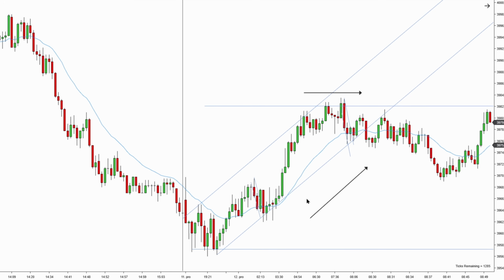So how do I count for two-legged pullbacks? Well, I count from the most recent high. Let's take a look at this correction. We have a new high, first entry long, pullback, second entry long. So we have second entry long right here, followed by higher low confirmation setup of the second entry long. So two high probability setups at two key entry points.